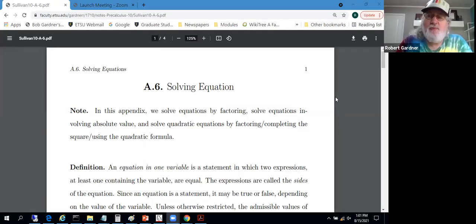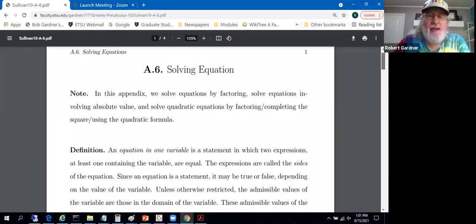Welcome to section A-6, solving equations. So in this review material, these appendices, probably this is the most relevant. If you have trouble with the content of this section, then you're going to have trouble with the precalculus material because this is assumed background and this is about the most advanced topic from the appendices that we'll cover.